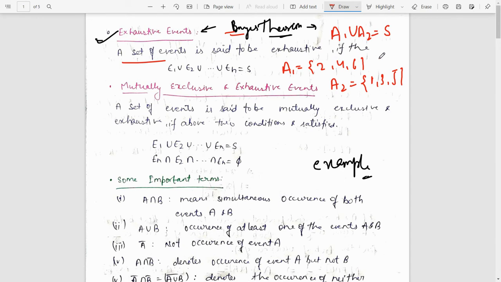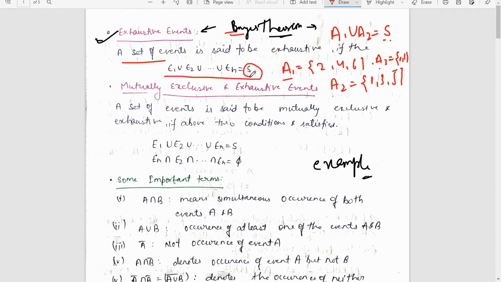It's not limited to two events. Let's say we also define A3 to be some set with numbers 1 and 3. In that case also, if you take the union, you will get only your sample space. With any number of sets, some events may have repeating elements, but when you take the union, you will get the original set S, your sample space. This is called the exhaustive event. Exhaustive means every event, when combined together, will be your sample space. That's why this is called an exhaustive event.